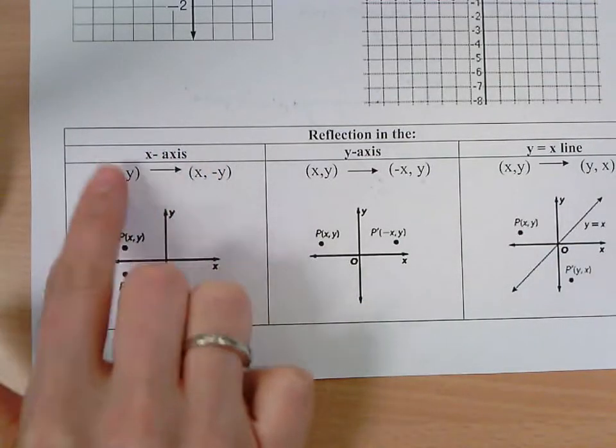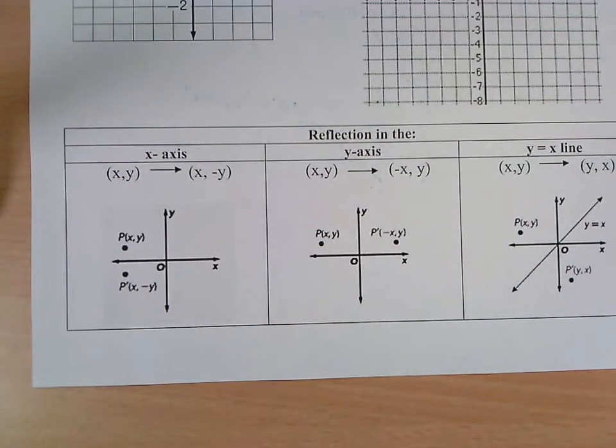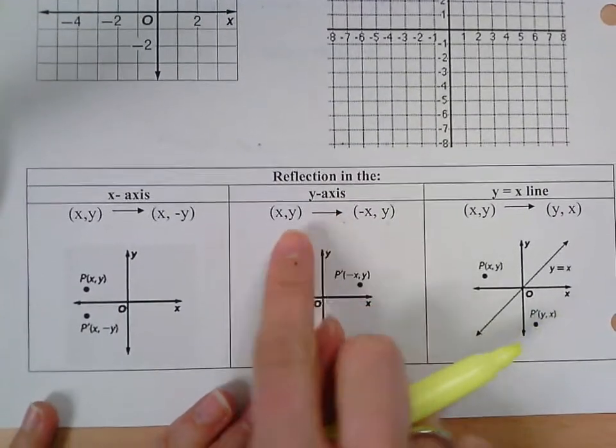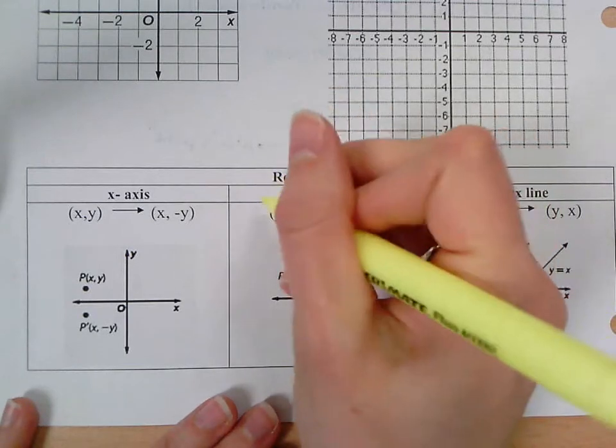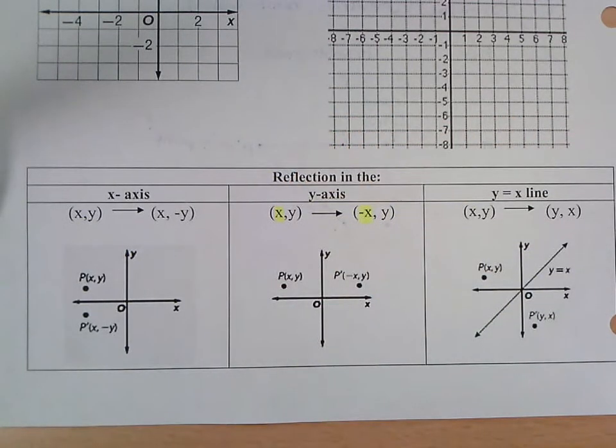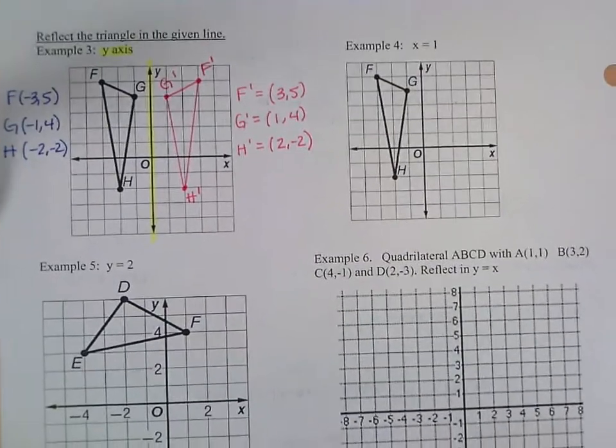If you reflect over the x-axis, or I'm sorry, the y-axis, we were reflecting over the y, that is what you should see happen: your x coordinate becomes the opposite. Your y coordinate stays the same. Okay, so that'll happen as a summary.